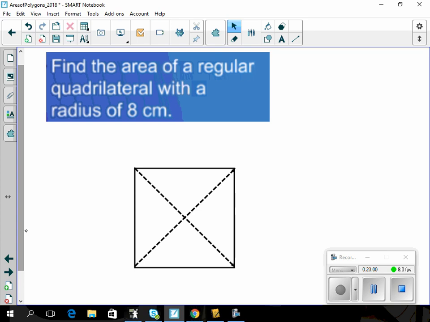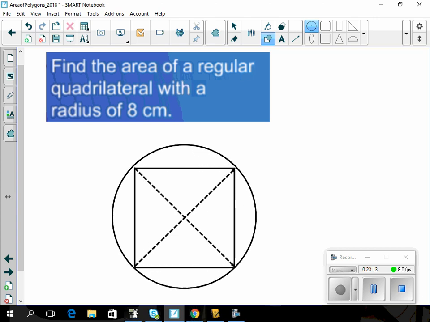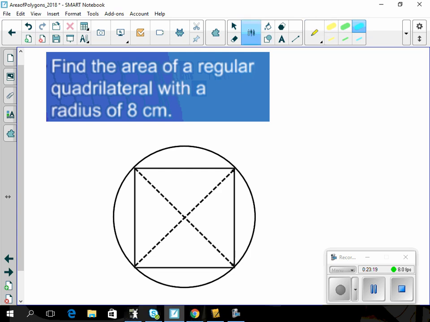Do polygons have radii? Yes. They do. It's kind of weird, because you think of a radius in a circle, don't you? So imagine if this was inside of a circle. What would the radius be from the center to the corner? So that's going to be the radius, okay? That's what we're going to label as 8.